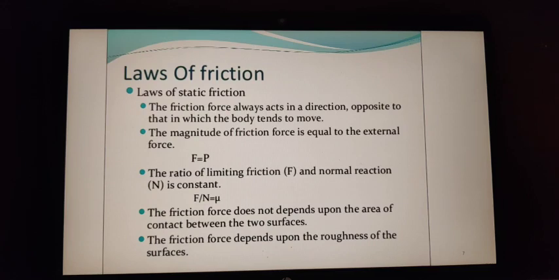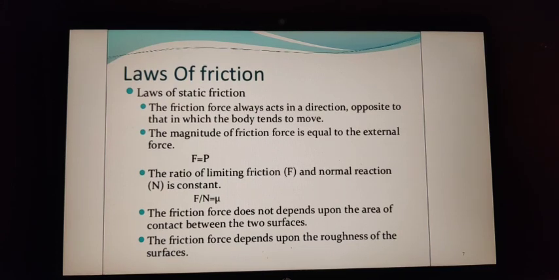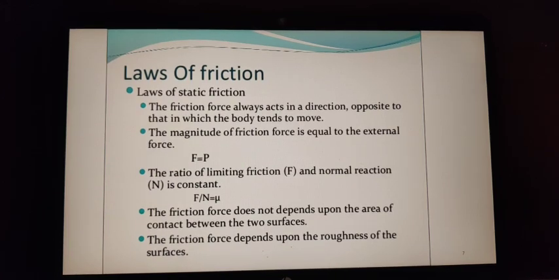And fourth point is friction depends upon the nature of the surface and it does not depend on the area of contact. So fourth point is friction does not depend upon the area of contact. It depends upon the roughness of the surface.